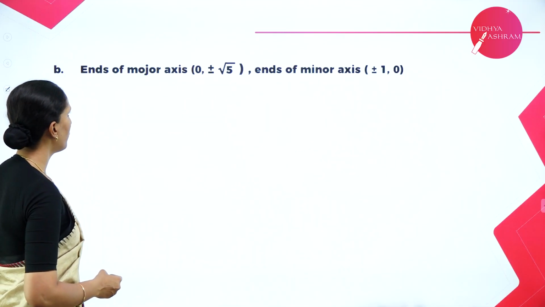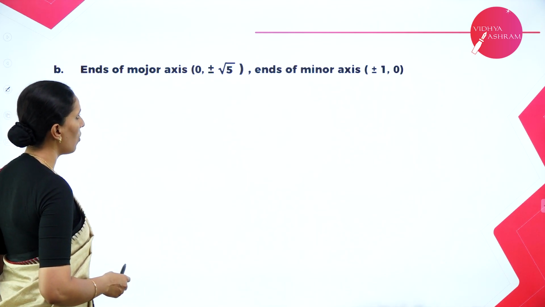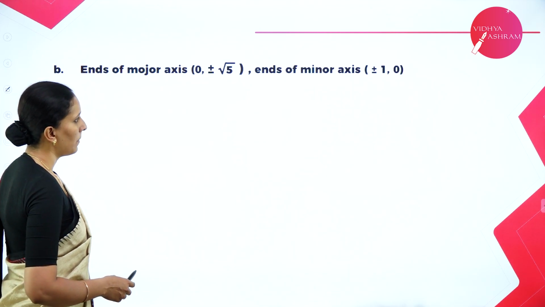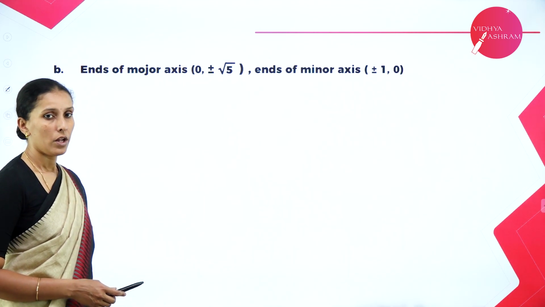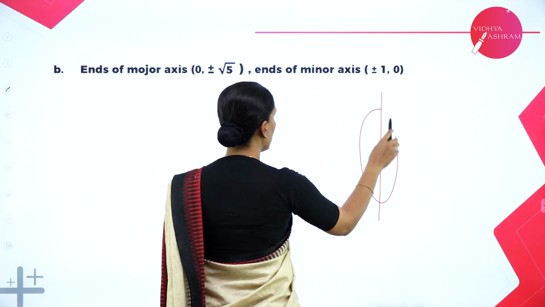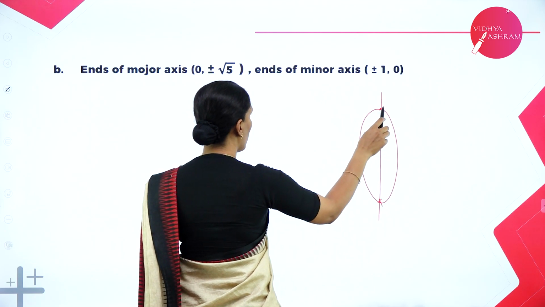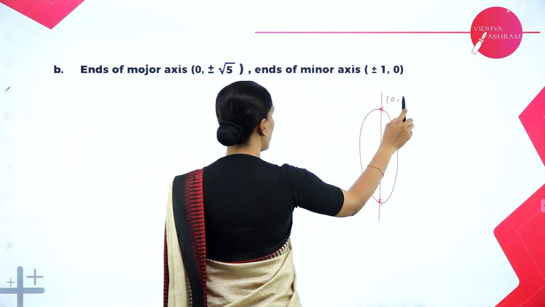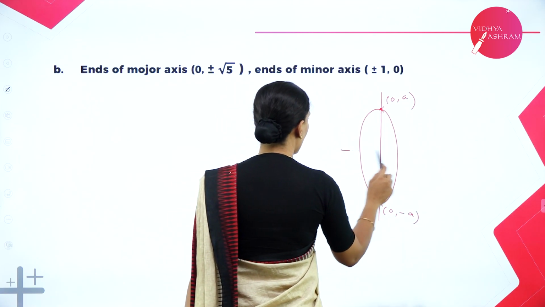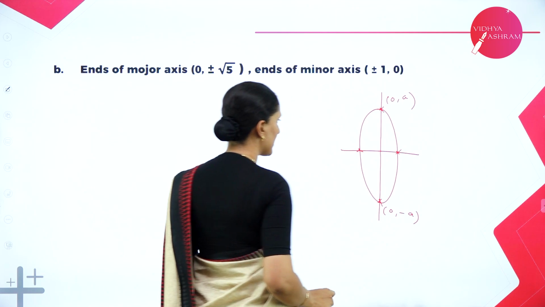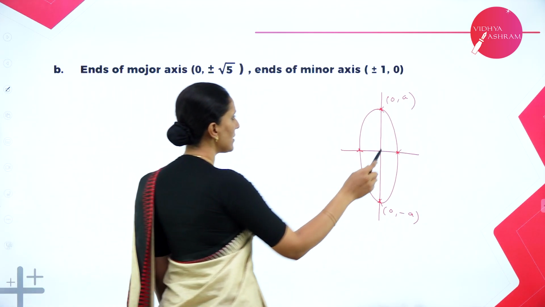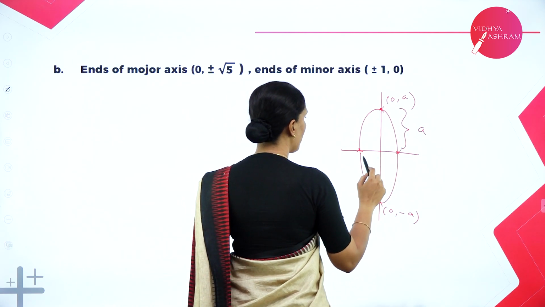Next one, ends of the major axis is 0, plus or minus root 5. Ends of the minor axis is plus or minus 1, 0. Now, the major axis here is along the y-axis. So that's why the coordinates are in the form of 0, a and 0, minus a. And the minor axis, since it is along the x-axis, is of the form plus or minus 1, 0. So whatever it is, they have given us a and they have given us b.